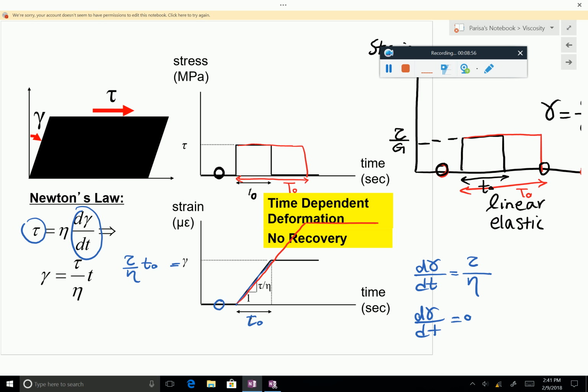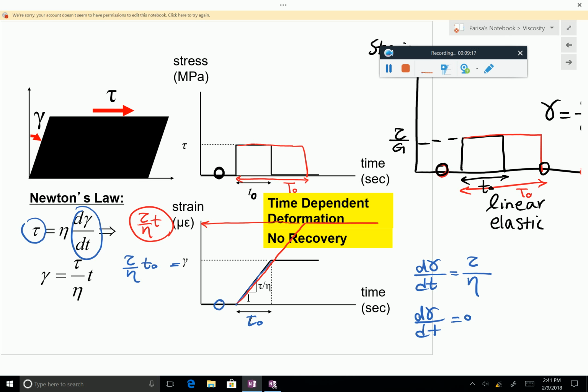Just stays like that. You can eat it if you want now. So, the longer you wait, as you can see, the amount of strain is proportional to how long you hold the load. Yeah.